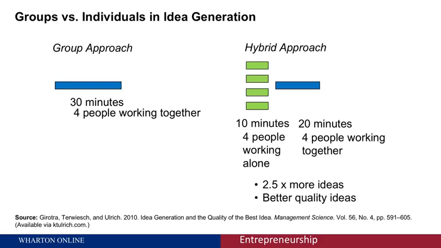I've actually done some empirical research in this area, comparing 2 different approaches to generating ideas. In the group approach, we had teams of 4 people working together at the same time for 30 minutes. In what I call the hybrid approach, we take those same 4 people, had them first work for 10 minutes independently and in parallel and alone, and then get together for 20 more minutes to work together to share what they found. And what we found was that in the hybrid approach, those same 4 people generated about 2.5 times more ideas than if they worked together. And those ideas were actually of better quality.